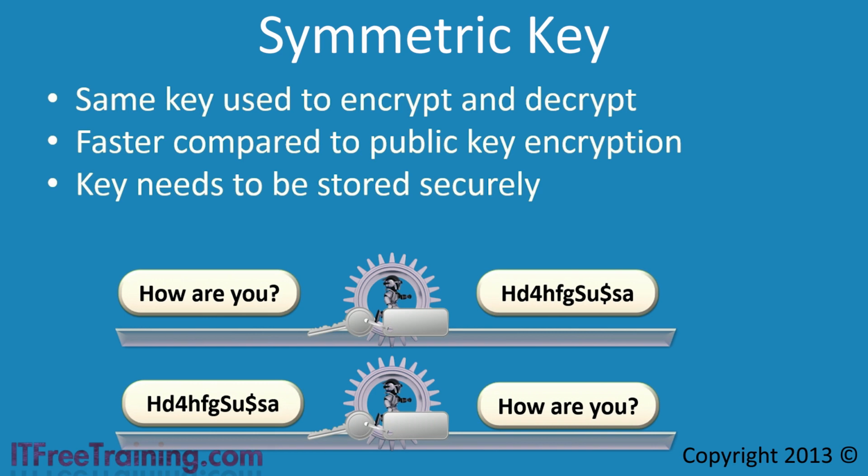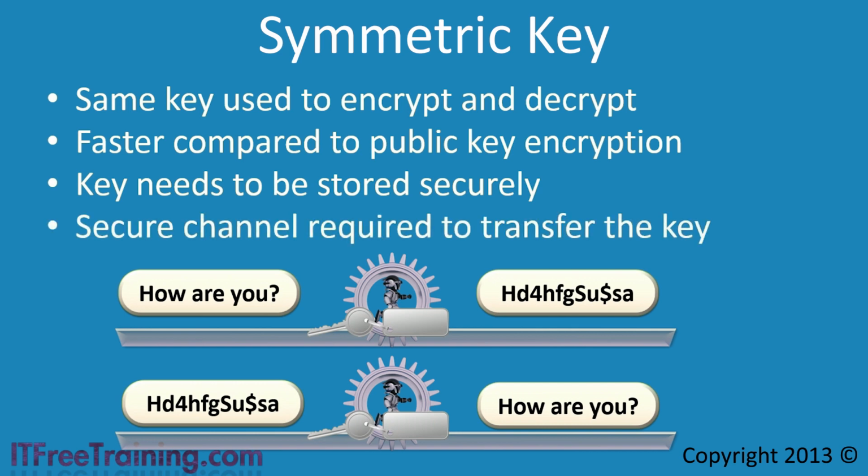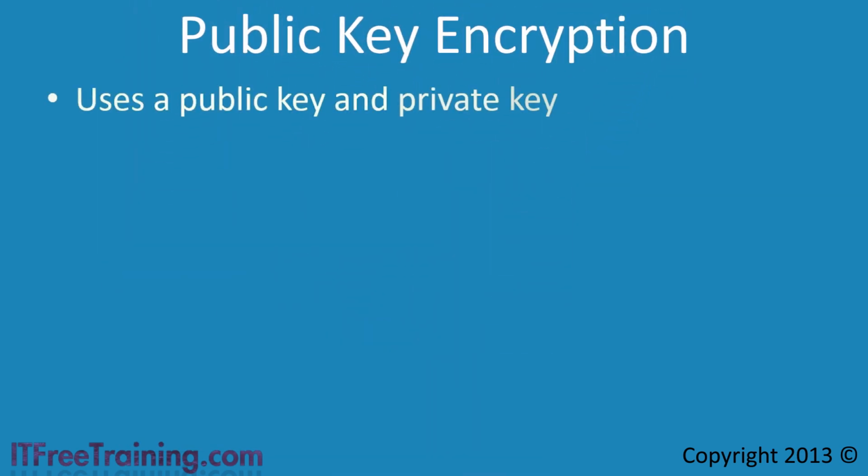The next problem is if another party needs to decrypt the information. In order for this to occur, a secure channel needs to be used to transfer the key. For example, a common practice is for the key to be transferred using the telephone. Public key encryption uses two keys, a public and private key.